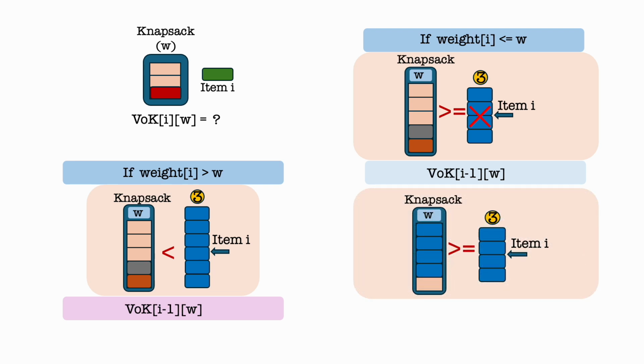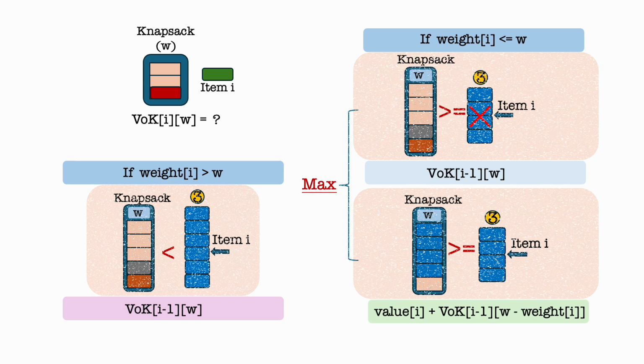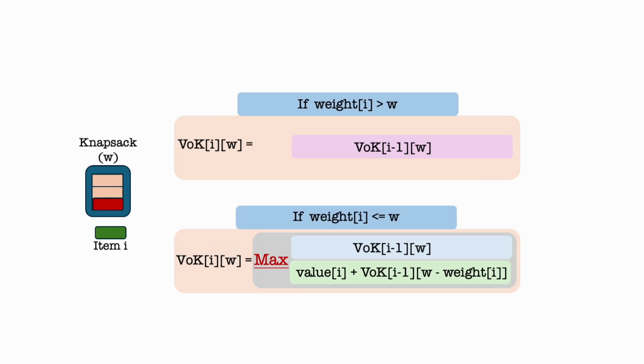The second option is when we keep item I in the knapsack. In this case, the value of the knapsack is the value of item I plus the optimal solution of the subproblem considering I minus 1 items and the remaining capacity of the knapsack after keeping item I. Since there are two possibilities when the size of item I is less than or equal to the current capacity of the knapsack, we choose the option which gives more value. So these are the expressions that we need to consider in the dynamic programming approach for the 0-1 knapsack problem. In the next video, we are going to see a working example where these expressions will be used.